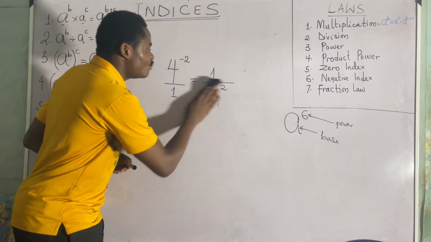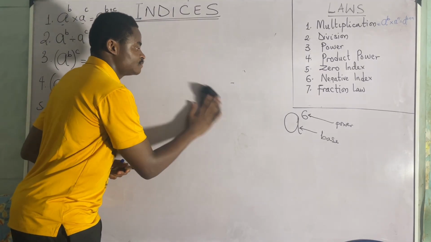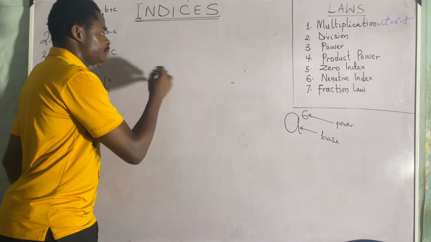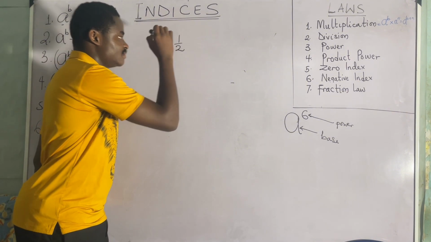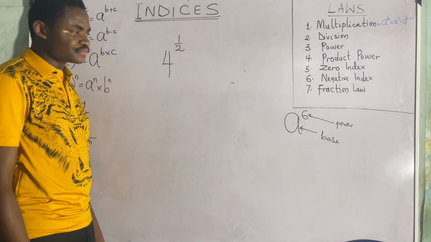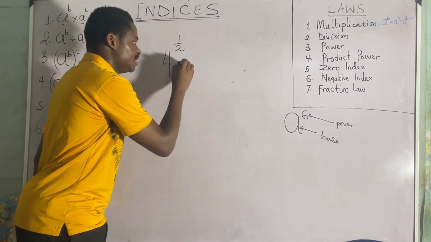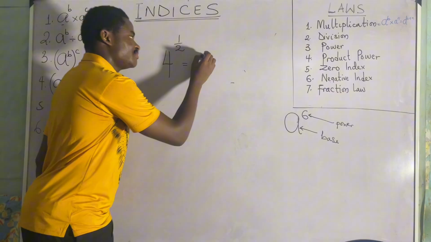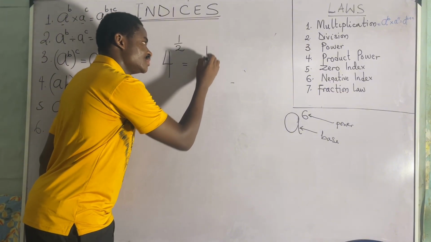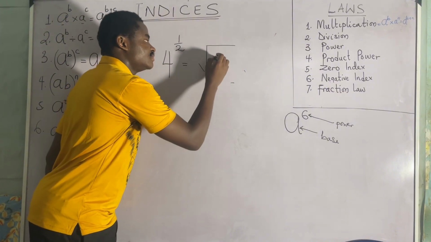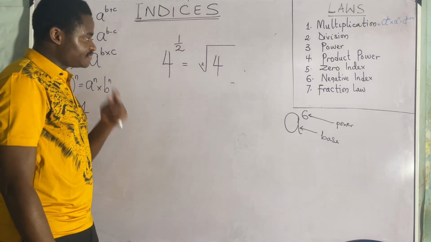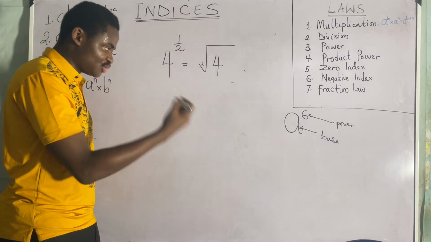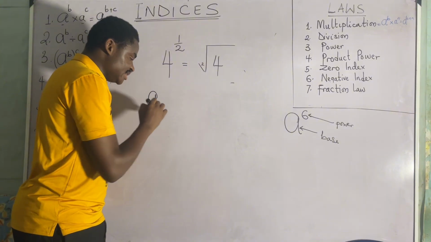And the last one is the fraction law. Imagine I have, let's say, 4 raised to power half. What does that become? It means I'm going to have something like this: the square root of 4. Square root means 2. This has meant something for us. Let me state the law and then I'll show you what that means. It's a little bit tricky.